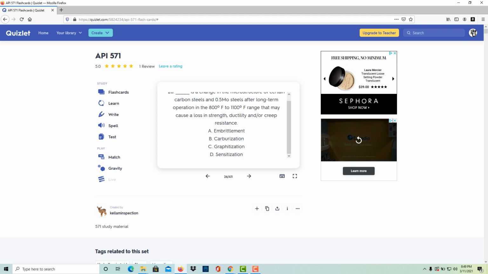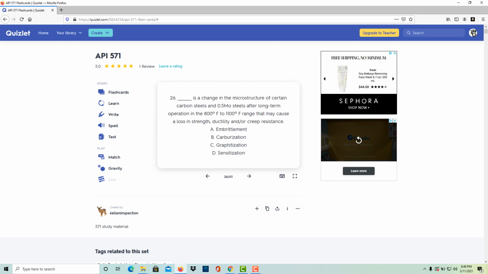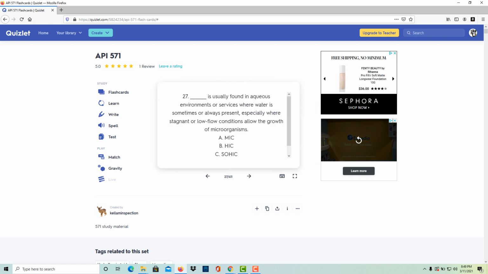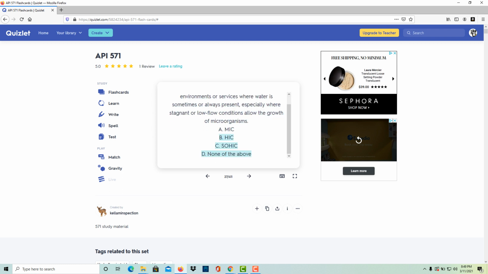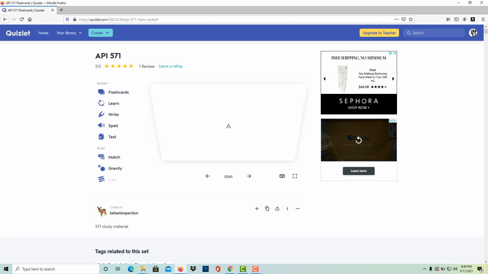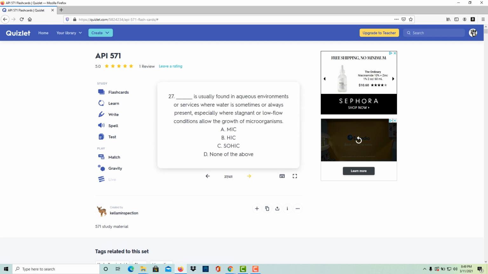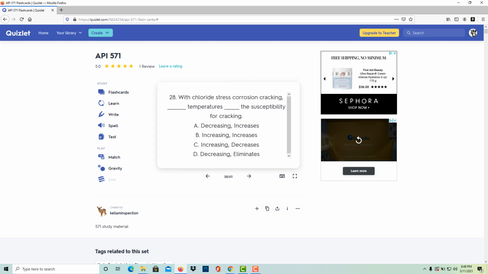Sounds like graphitization. Graphitization, the key is at 800 to 1100 range. What is usually found in aqueous environments or surfaces where the water is sometimes or always present, especially where stagnant or low flow conditions allow growth of microorganisms? That's MIC, microbiological induced corrosion. Bacteria will grow when the water is stagnant.